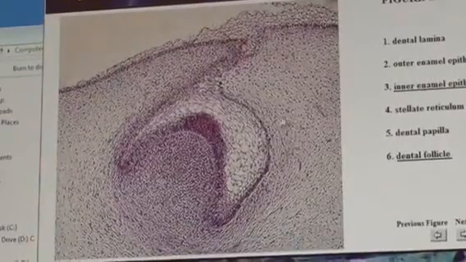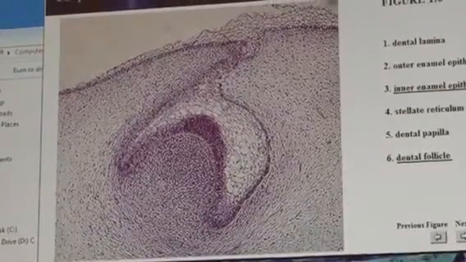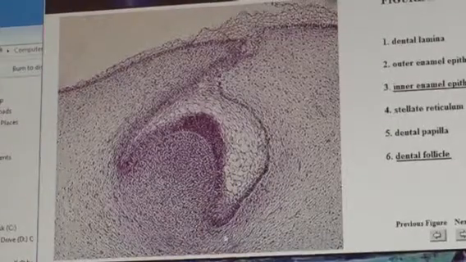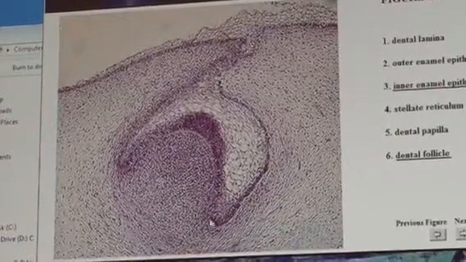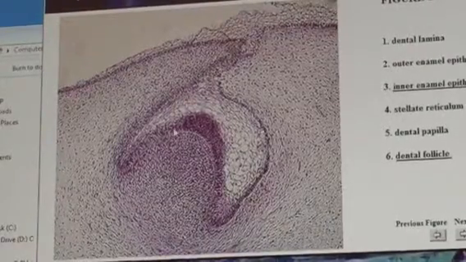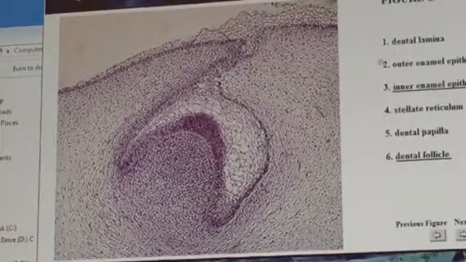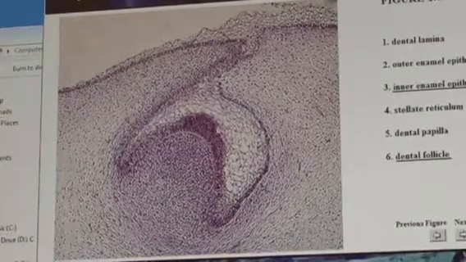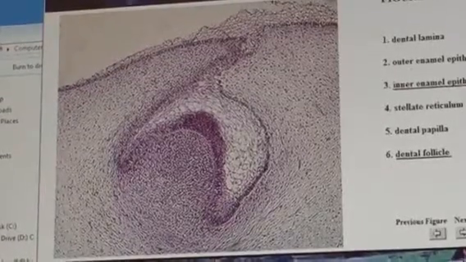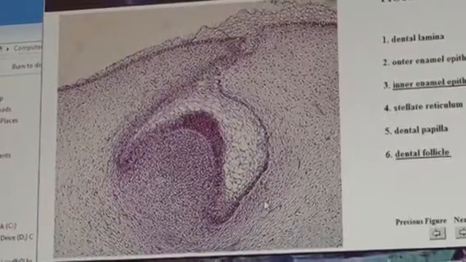Well, there's cap stage. There's the dental lamina, and again, you can see that basement membrane. There's the outer enamel epithelium. There's the cervical loop right there. There's the dental papilla, and there's the inner enamel epithelium, and there is an enamel knot. It's not listed over here. So that's going to be the site of the future cusp. That knot is going to sit right above that. There's the stellate reticulum, and again, we've got lots of ectomesenchyme.